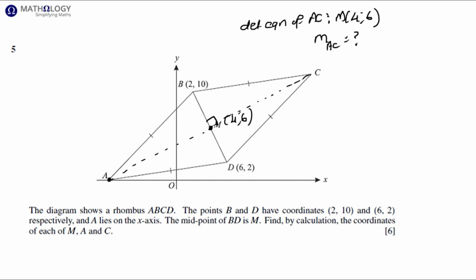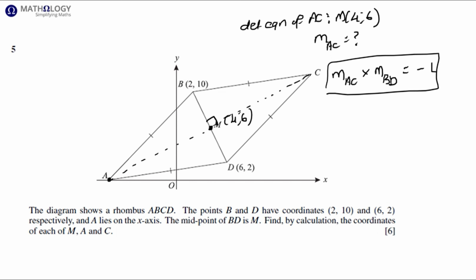So to find the gradient of AC, we can use the fact that BD and AC are perpendicular to each other. That's a property of a rhombus, that the diagonals bisect each other at 90 degrees. So the gradient of AC times the gradient of BD equals -1. We know this because the diagonals are perpendicular to each other. So if we find the gradient of BD, we'll get the gradient of AC from this formula over here.